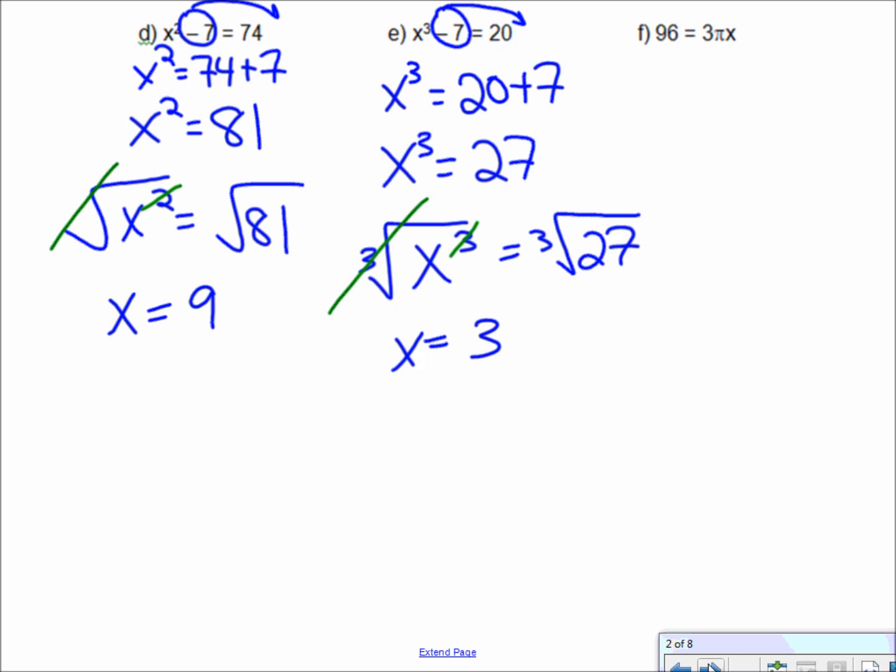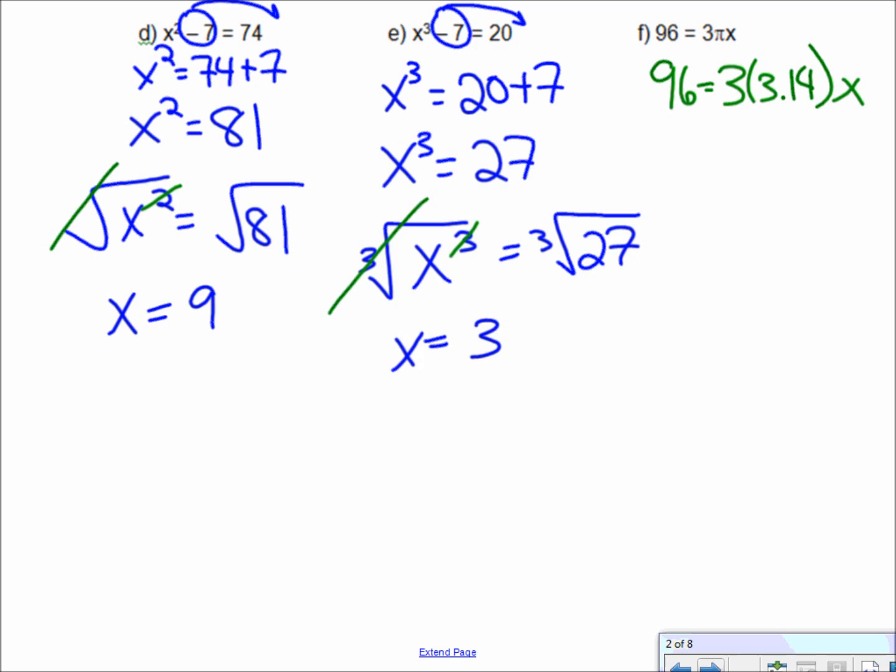Okay, next. So this one, they're just trying to throw you off. Because what is pi? 3.1, yeah, there's tons of decimals, but for this class, you can just use 3.14, okay? So first things first, I'm going to put this in a different color just because they get close. I'm going to go 96 equals 3 times 3.14x. Okay, I'm going to clean up that one side right away.